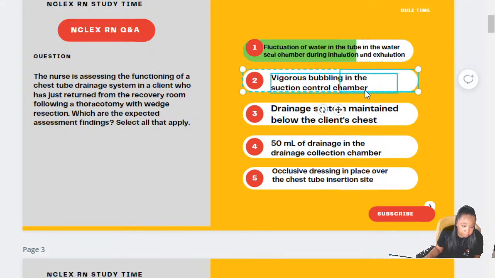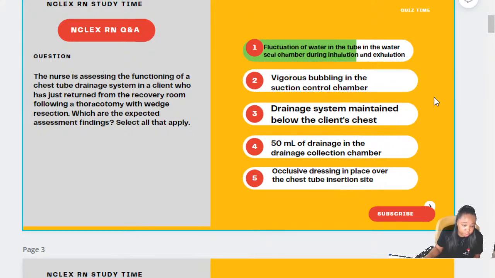What do you think about this one right here? Vigorous bubbling in the suction control chamber. Anytime you see the words vigorous bubbling, this is not normal. That means there is a leak somewhere in the water seal, in the control chamber. If it was gentle, that would be a different story. But if it says vigorous, this is not good. So we're not going to take this one.